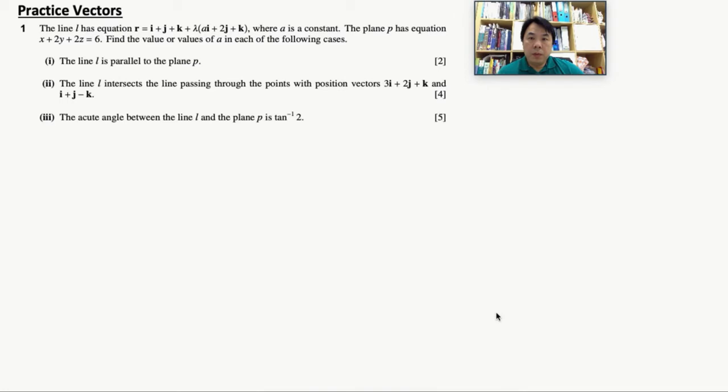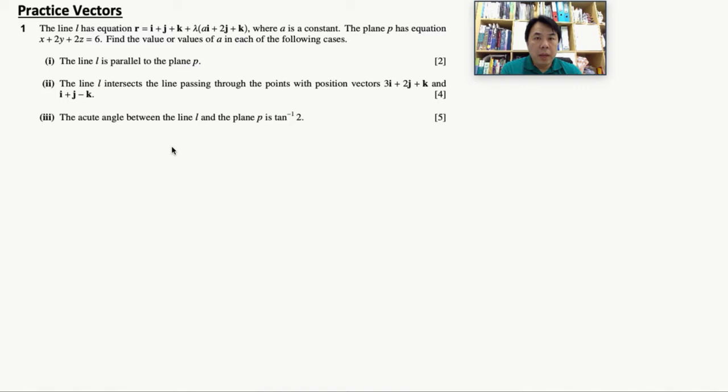This is our first vector problem. Let's read through. Here you are given a line L with this vector equation, where a is a constant. The plane P has an equation x + 2y + 2z = 6. Now we need to find the value or values of a in each of the following cases. The first case: the line L is parallel to the plane P.